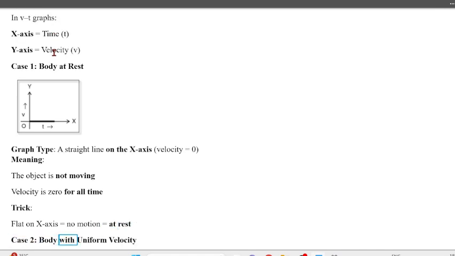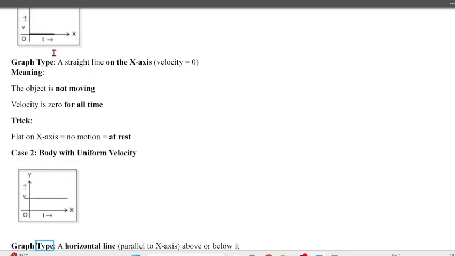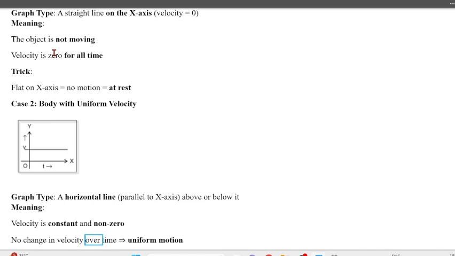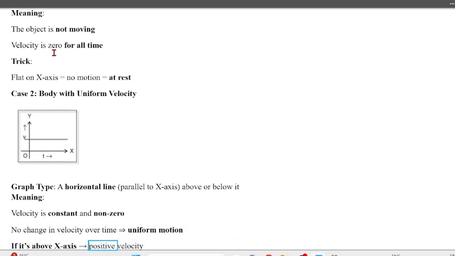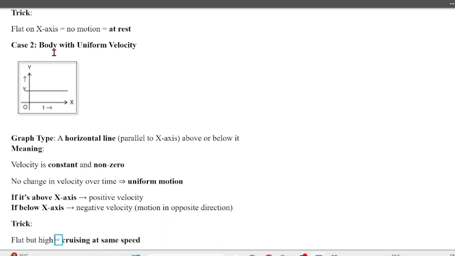Case 2: body with uniform velocity. Picture 47. Graph type: a horizontal line parallel to the x-axis, above or below it, meaning velocity is constant and non-zero, with no change in velocity over time. Uniform motion. If it's above the x-axis, positive velocity; if below the x-axis, negative velocity, motion in the opposite direction. Trick: flat but high means cruising at the same speed.